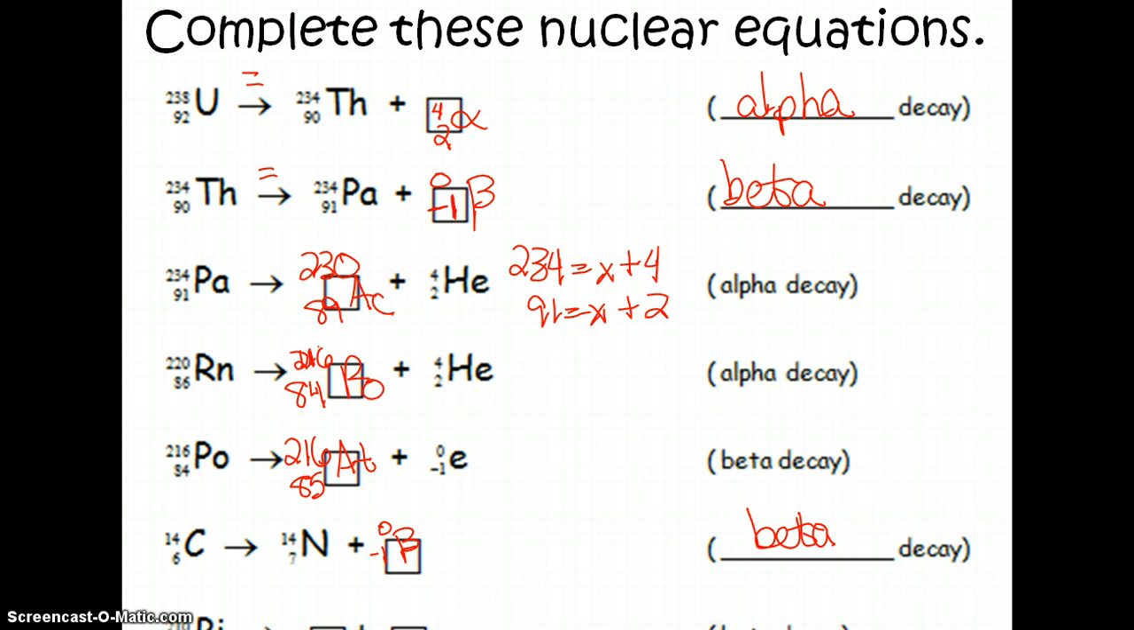And then this very last one down here, it kind of got cut off. It's 210 Bi. And Bi is 83, and that is decaying by beta decay. So we know beta decay is 0, -1, B, or you could have put an E, and that's going to turn into, the top's going to still be 210, and then the bottom is going to be 84 minus 1 is 83, and element 84 is again polonium.